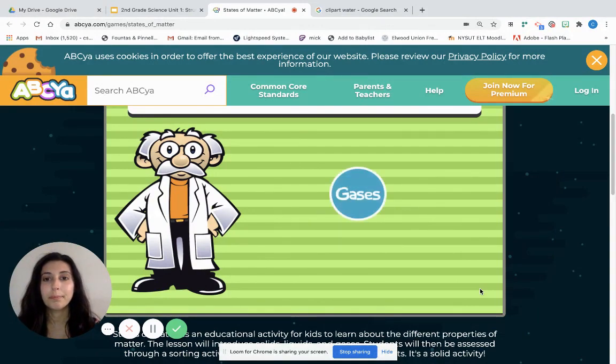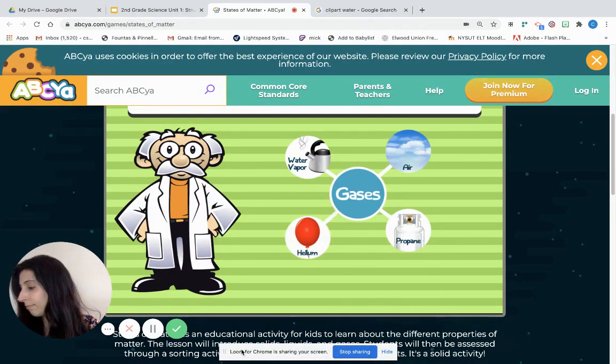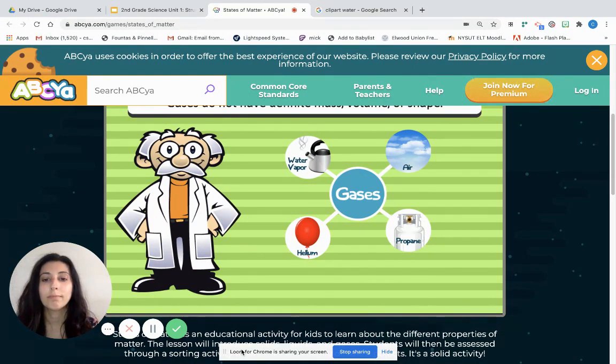Gases are a type of matter that do not take their own shape. Gases can smell or be invisible and will tend to spread out to fill their container. Oxygen and helium are examples of gases. Gases do not have definite mass, volume, or shape.